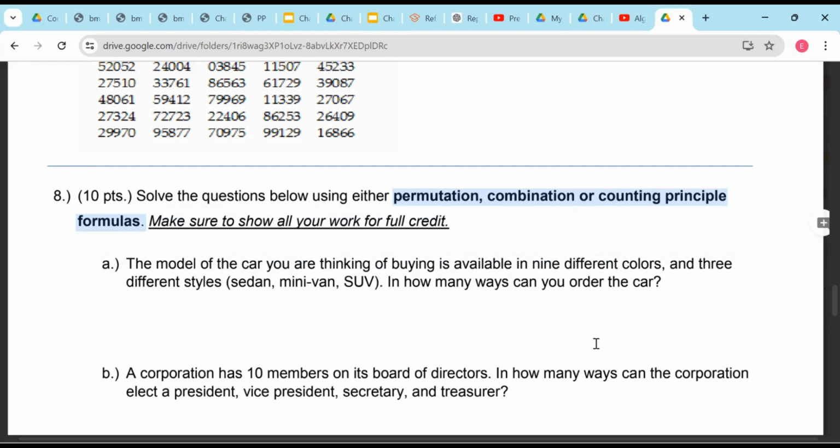But otherwise, you can't. And you have a whole section in your workbook on how to find permutations, combinations, and counting principles. I give you that information in the workbook on pages 14 and 15. So there's a lot of information in there. You're just going to find out the permutation and combination one.